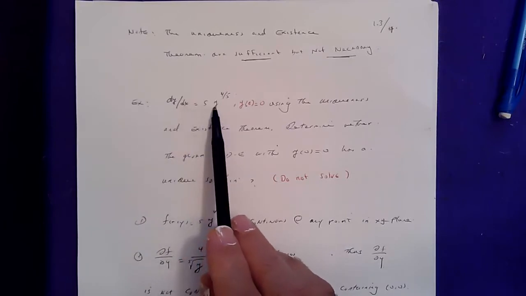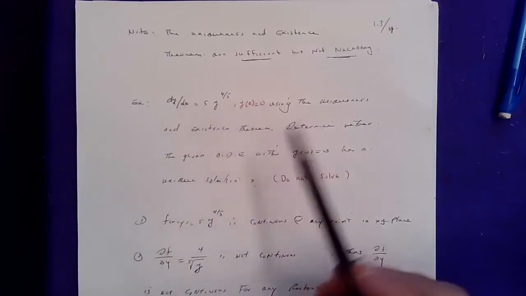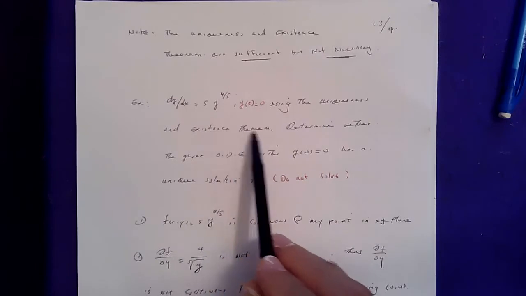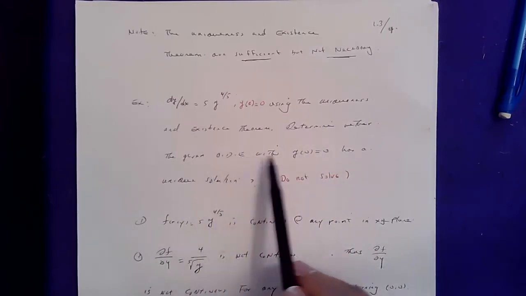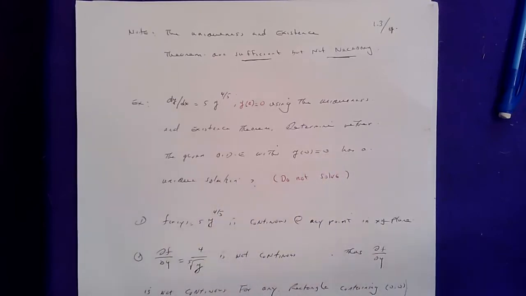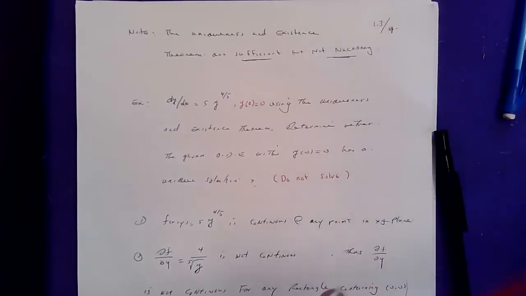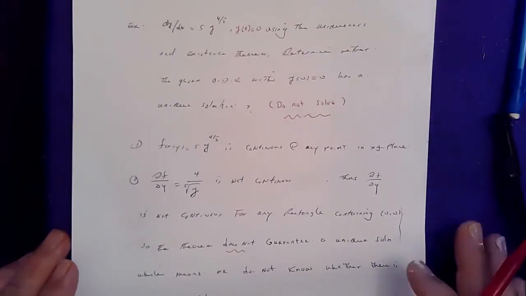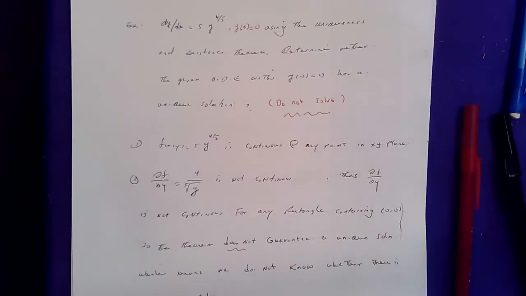dy/dx is equal to 5 times y to the power of 4/5, subject to y(0) equal to 0. Using the uniqueness and existence theorem, determine whether the given ODE with y(0) equal to 0 has a unique solution or not. Once again, the idea is: do not solve. We are not supposed to solve this, even though it's easy to solve this equation for y. We're supposed to investigate and see if the conditions of the uniqueness and existence theorem are satisfied, so we can draw a valid conclusion. But we are not interested in the solution.